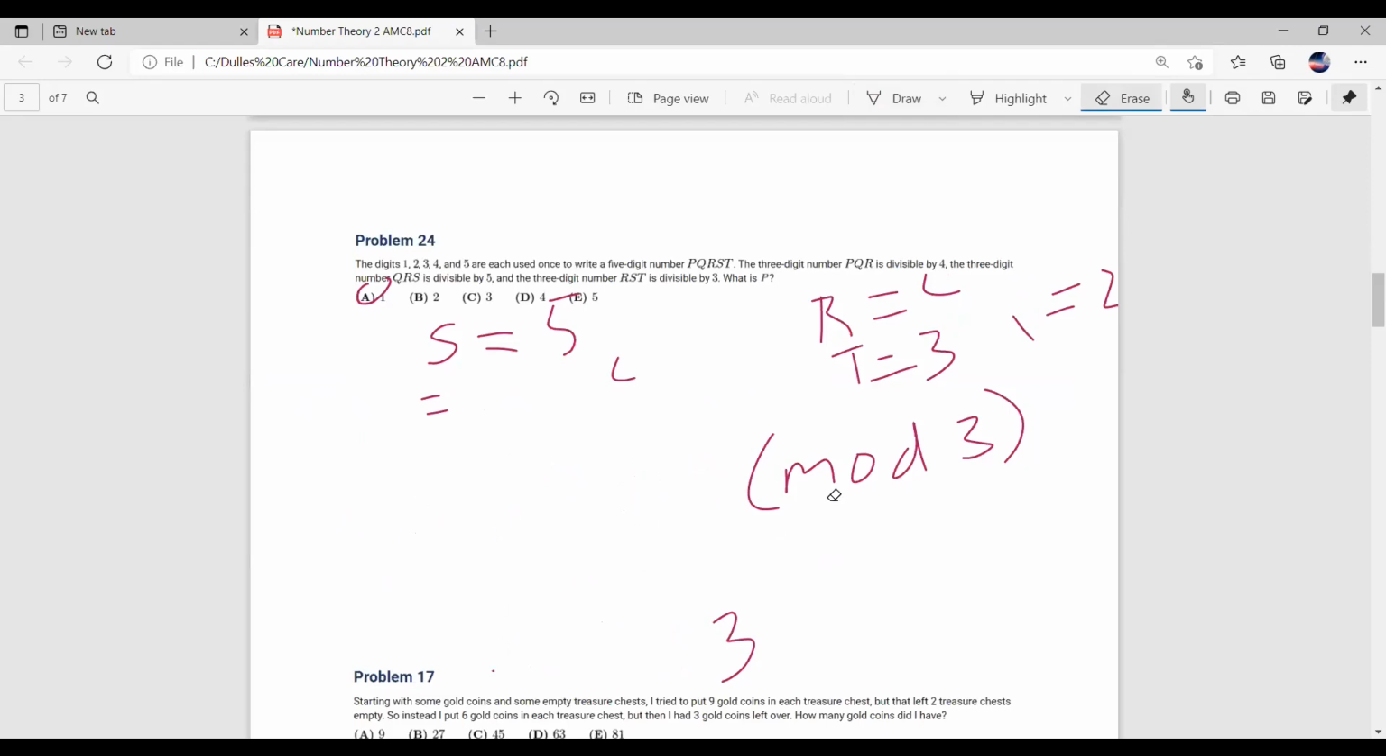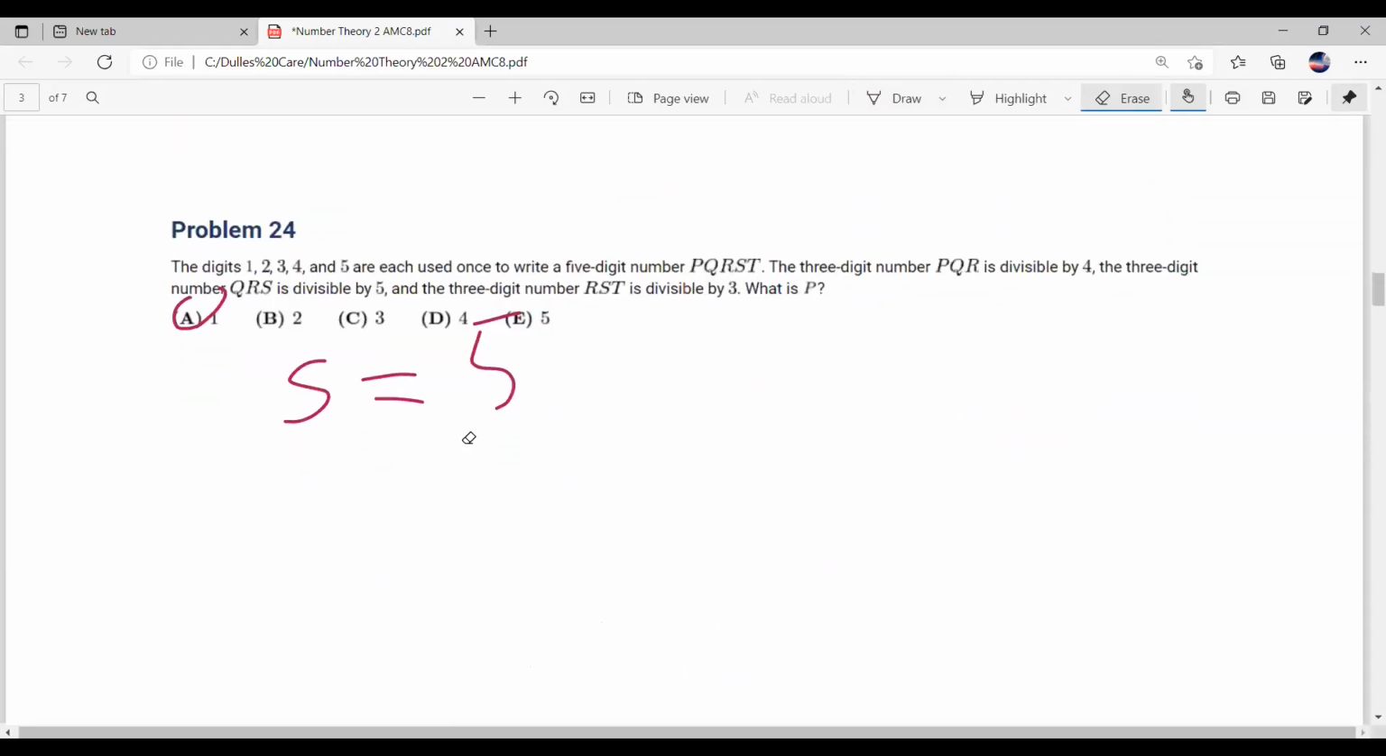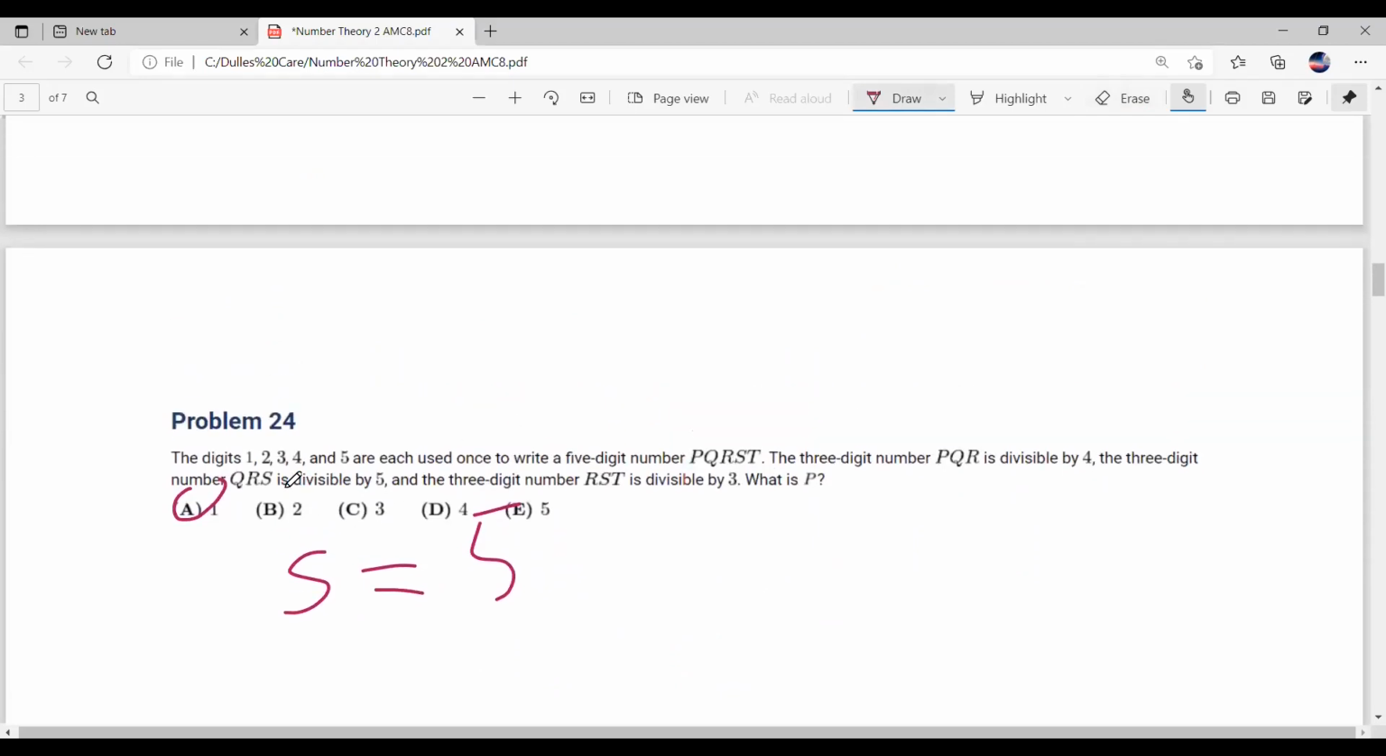So first, we start with the obvious. What is S equal to? We know that QRS is divisible by 5. That means that S must either be 0 or 5, since every multiple of 5 ends in 0 or 5. However, we know that S cannot be equal to 0, since we're only given 1, 2, 3, 4, and 5 to play with. So S equals 5.